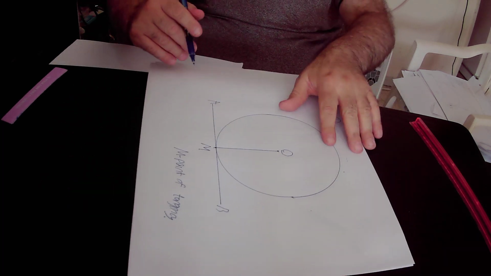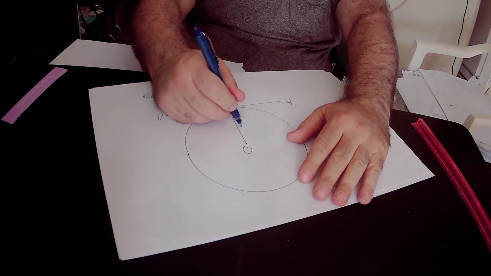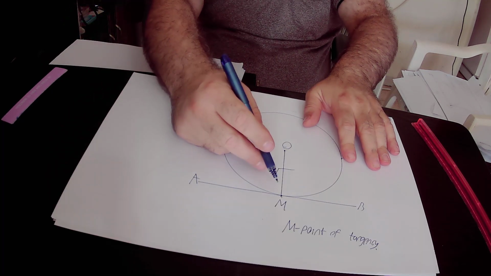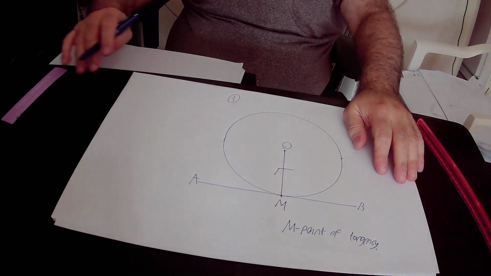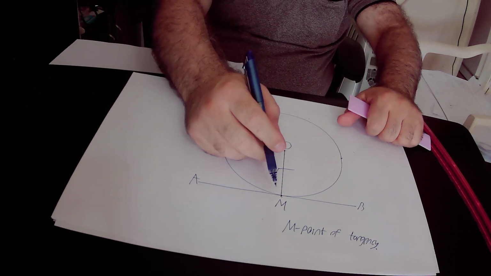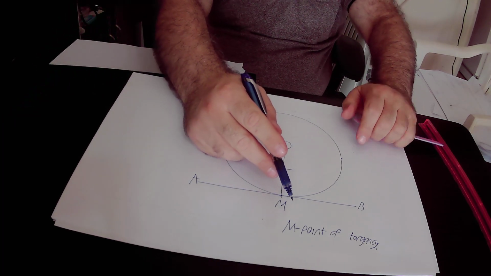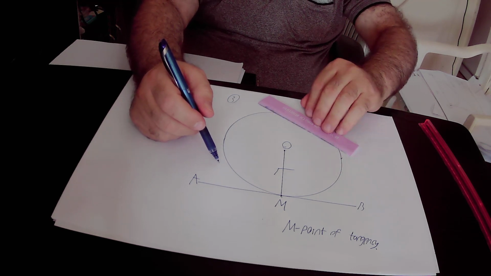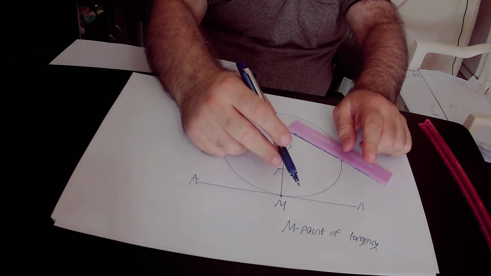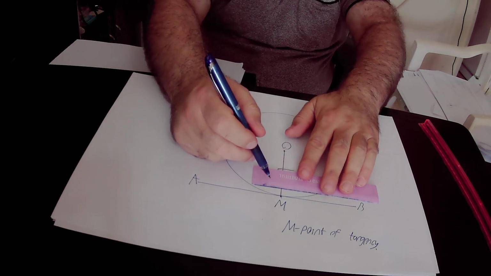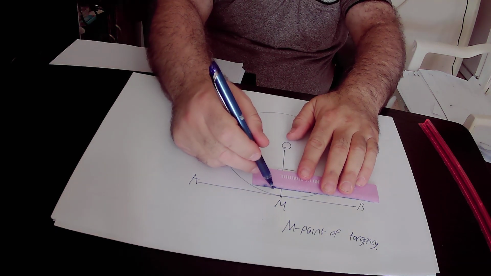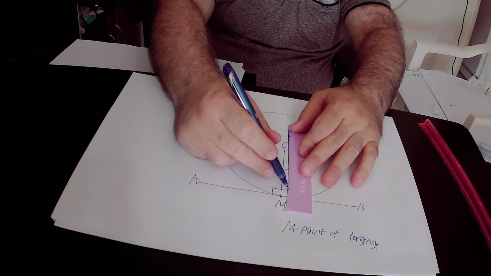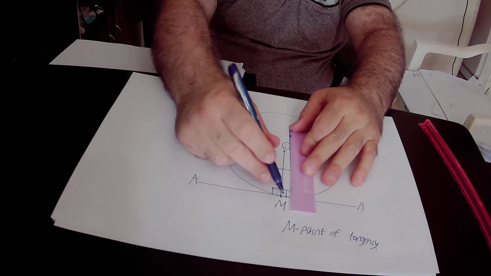So OM is the radius of this circle, and the radius OM is drawn to the point of tangency, that is to say it is drawn to point M, the point of tangency of tangent AB with this circle. Therefore, the tangent AB is perpendicular to this radius, that is to say this angle will be equal to 90 degrees and this angle will also be equal to 90 degrees.